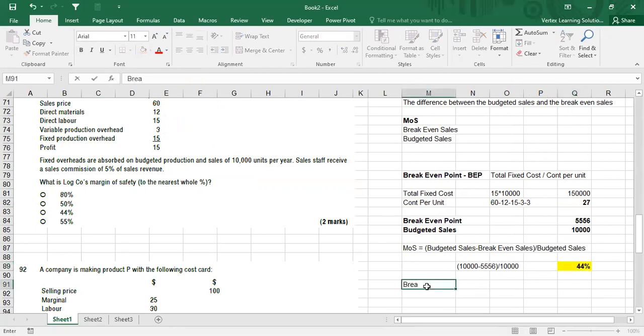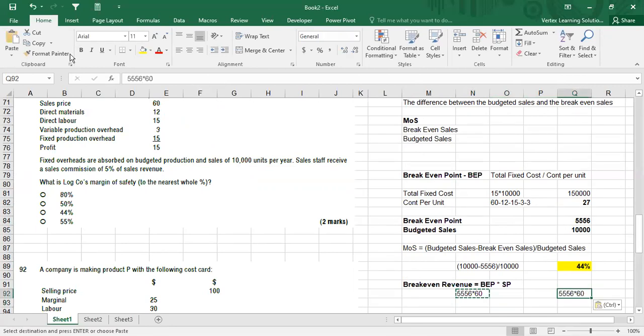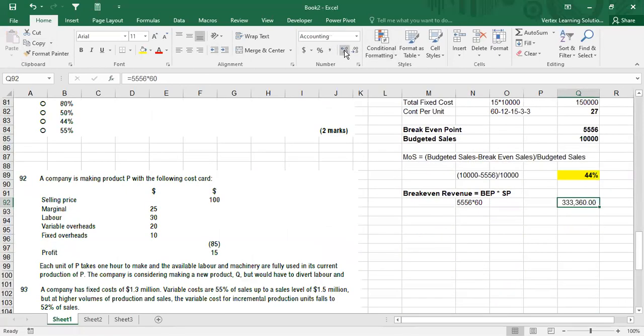What is your break-even revenue? Can you tell me what your break-even revenue is now? For break-even revenue, the formula is break-even point multiplied by selling price. So you have break-even point as 5,556 multiplied by selling price, which is 60 in this question. So I have got my break-even revenue is $333,000. Now, what does it tell?